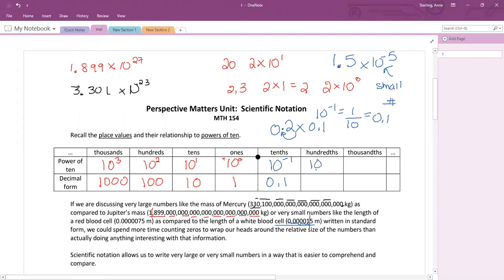If I want to do a hundredths place, I do negative 2, which represents 1, 2. So it's how many spots it got moved. So thousandths would be negative 3, 1, 2, 3, and so forth and so on until you're all the way through.